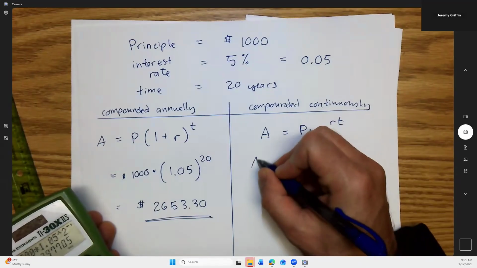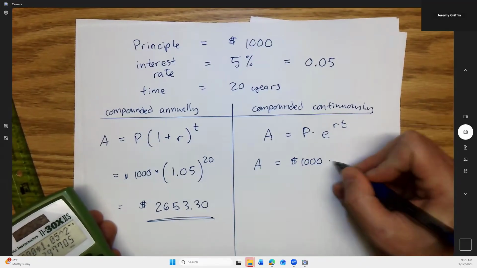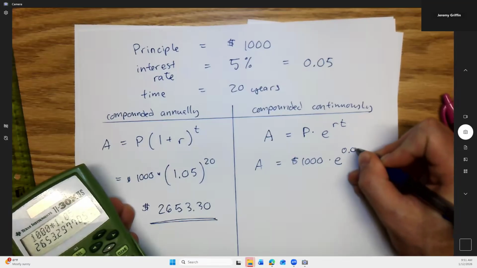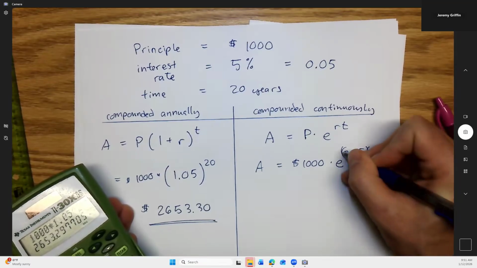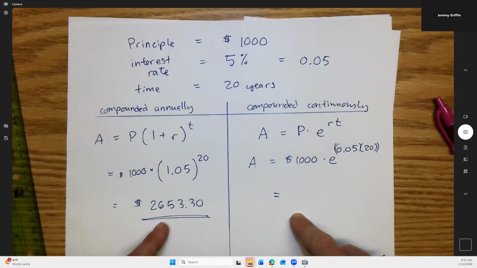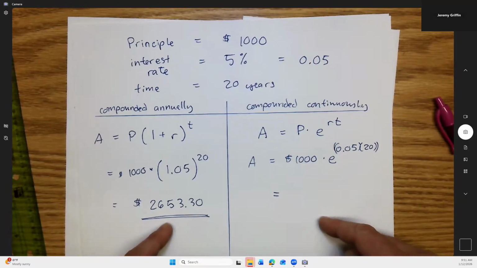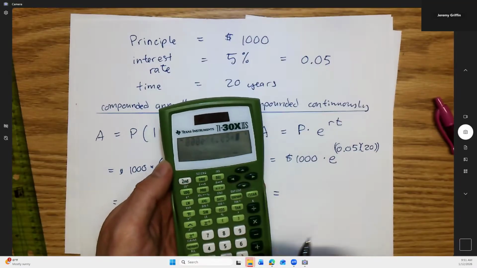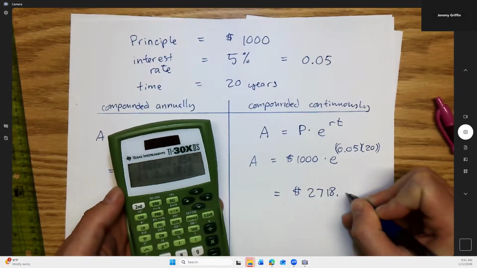So let's say after 20 years, we'll take $1,000 principal from year zero, times e, that 2.718 character in the calculator, and then 0.05, and then we'll do 20. Notice I didn't have to add 1 to the interest rate like I did for annually. What do you guys think the answer is going to be? I'm going to guess maybe 2,700. It's going to be a little bit more than before. So 1,000 times e to the power of 0.05 times 20. Yeah, it is. It's $2,718 and 28 cents.